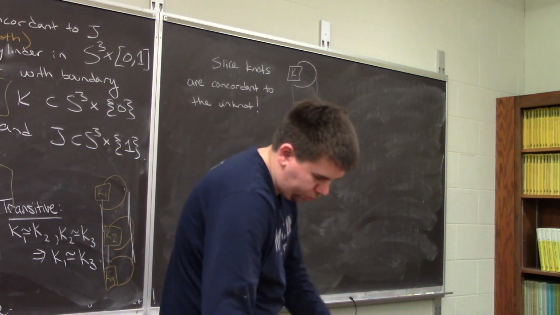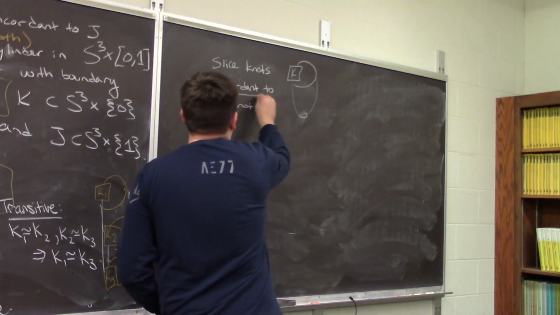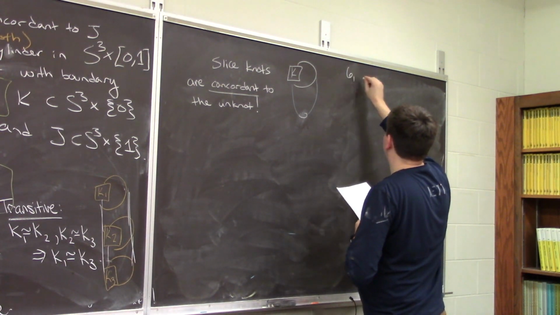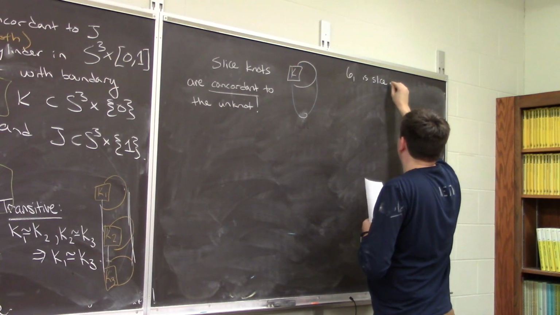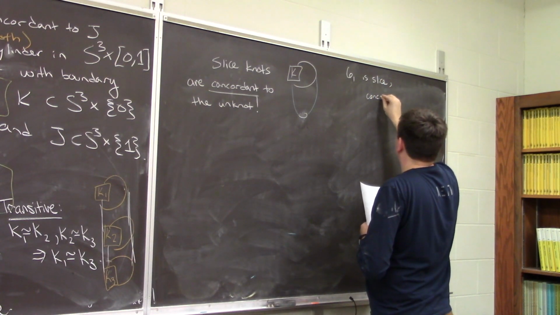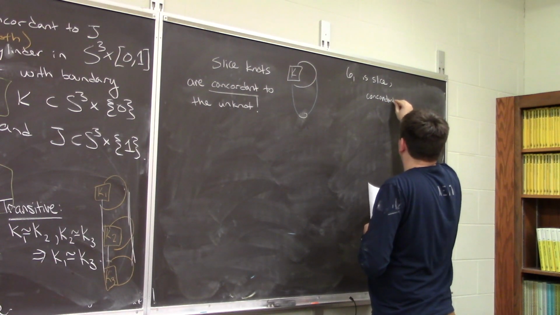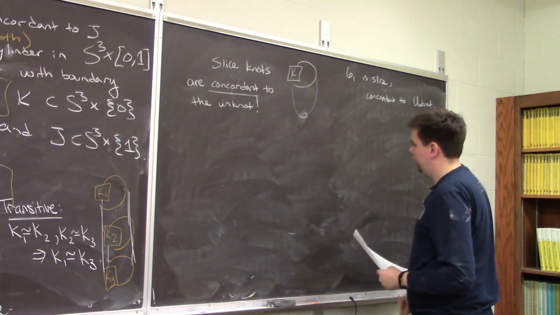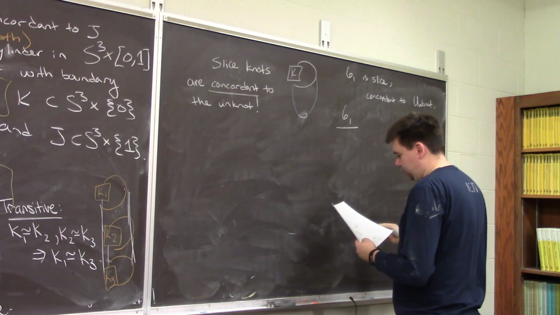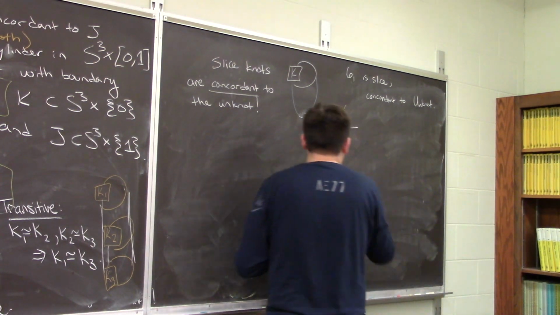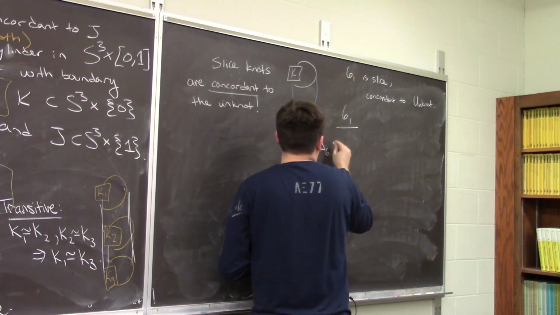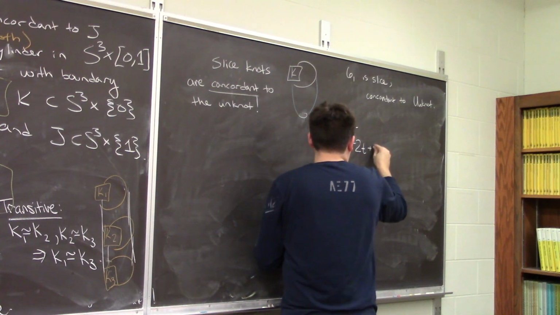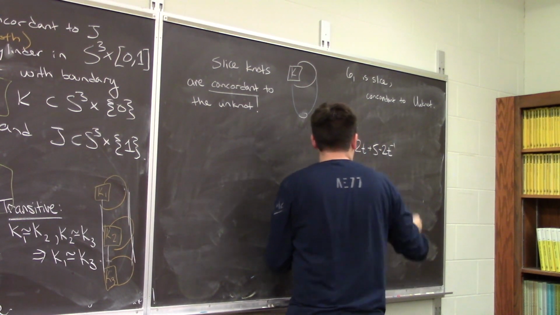But this raises some issues. We say that concordance is an equivalence relation, but remember we just showed that, what was it, 6-1 is slice, which means it's concordant to the unknot. But check this out. For 6-1, if you start calculating invariants, like we talked about the Alexander polynomial, if you calculate the Alexander polynomial of 6-1, it comes out to be minus 2t plus 5 minus 2t inverse.